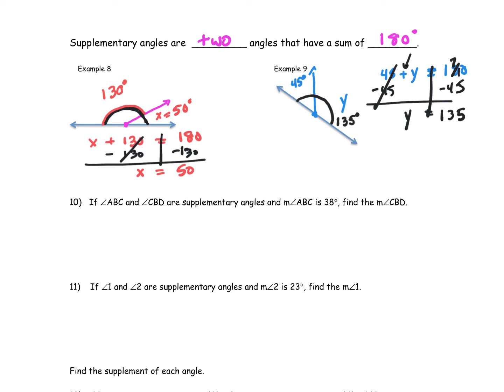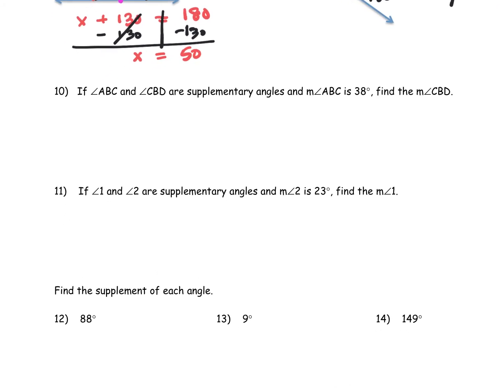That's nice when they give us a diagram. Sometimes they do not. Sometimes they just say the words. So let's read through what this says. It says if angle A and angle B are supplementary. The minute I hear that, I know that I'm dealing with 180 degrees. Then it goes on to say, and the measurement of angle ABC is 38 degrees. Find the measurement of CBD. So they're telling us together they equal 180 degrees. We're going to use what they've given us.